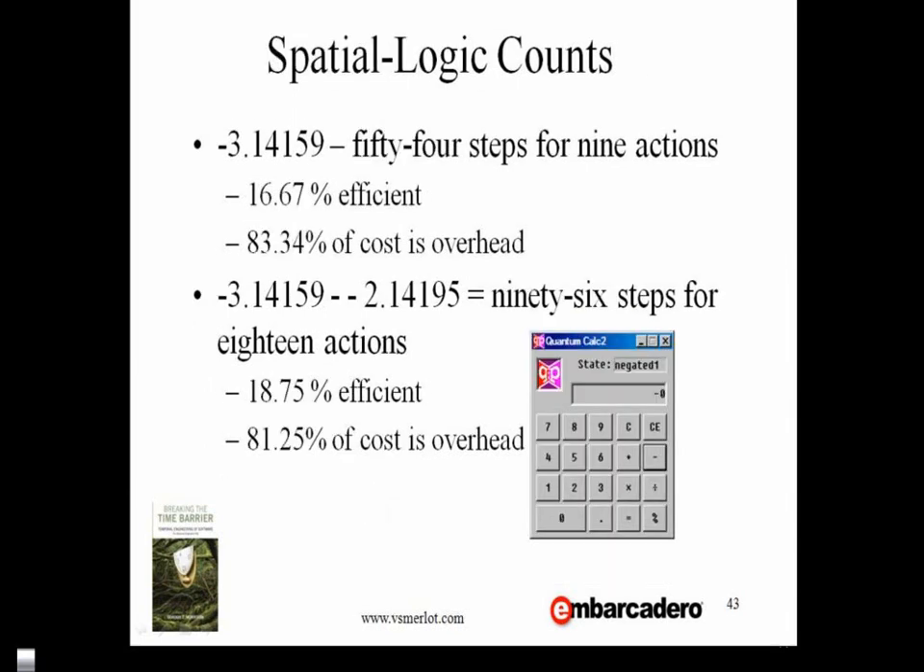The spatial counts. Again, negative pi up to the subtract operator. 54 steps for 9 actions. 16.6% efficient, 83.3% of that cost is overhead. To perform the final test, 96 steps for 18 actions. 18.75% efficient, 81.25% cost overhead that you have to maintain.